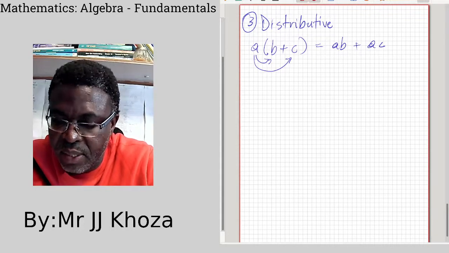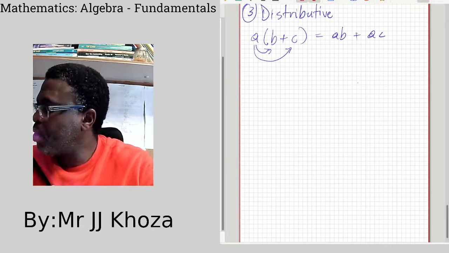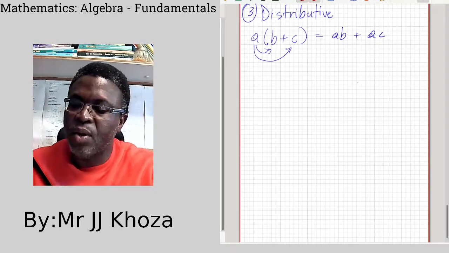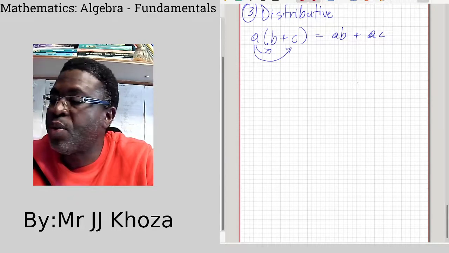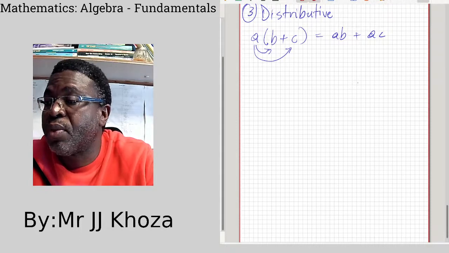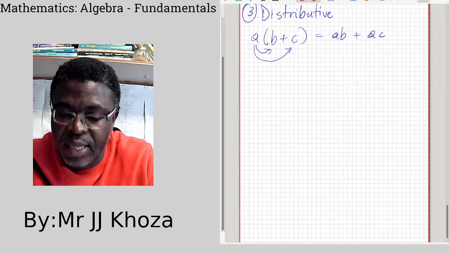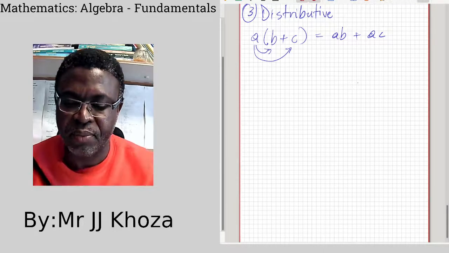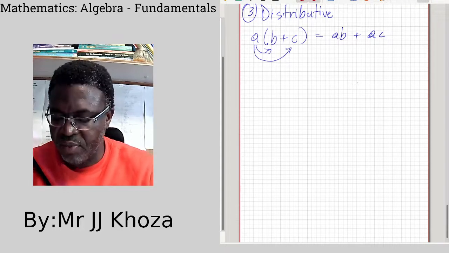These three properties are extremely important. They will always pop up in your algebra, whatever you do, always. And algebra always pops up when you do your geometry, your trigonometry, your calculus. Each and every section of mathematics has algebra. Even in statistics, you'll find it. Everywhere. It's important for you to understand algebra.